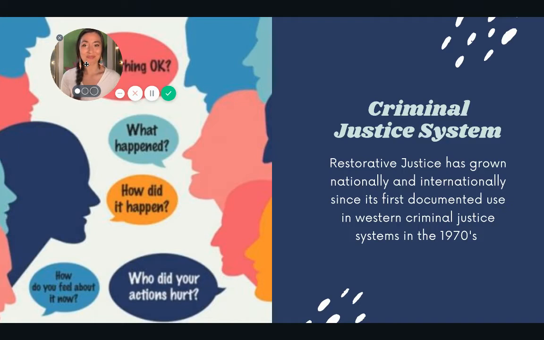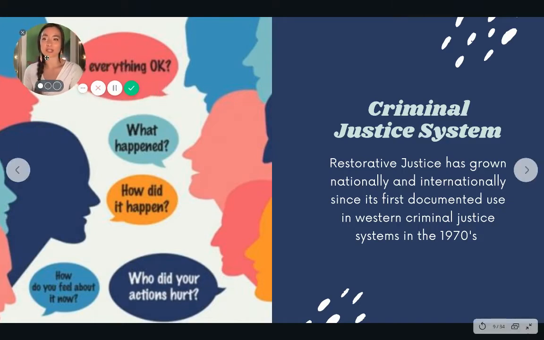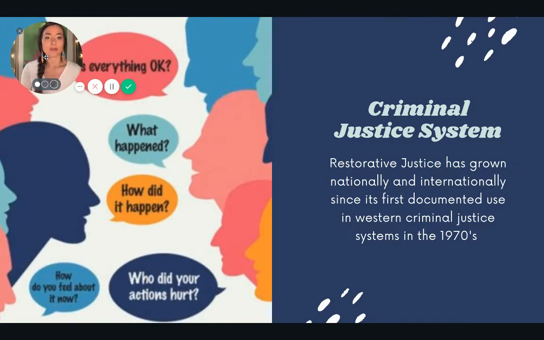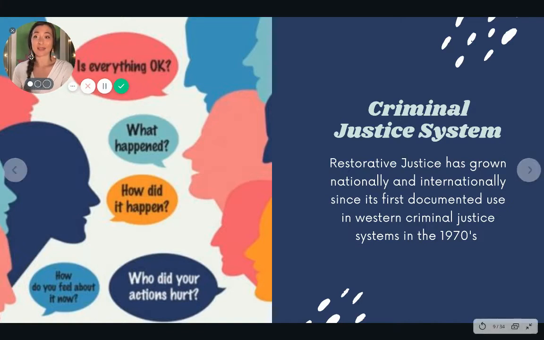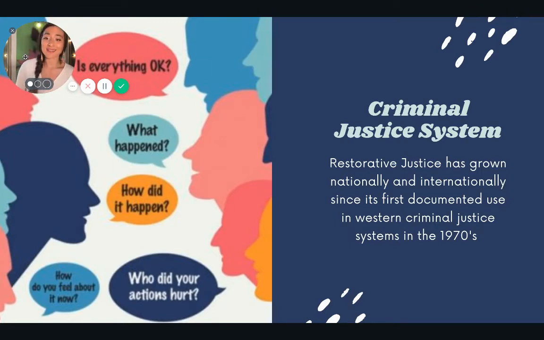Yeah. Okay, so let's talk a little bit about the criminal justice system. This is really where restorative practices got refined in many ways. This has been happening since the 1970s, and we'll be digging deeper into this in later parts of the series. But questions that are often asked in a restorative circle that's focused on repairing harm are: what happened? How did it happen? How do you feel about it now? Who did your actions hurt? And the big question: how are you going to repair the harm? What's your plan?